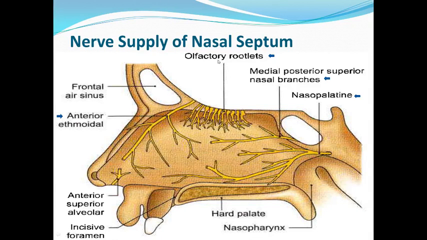Talking about the nerve supply of the nasal septum, the nerve supply is divided into general sensory nerves and special sensory nerves. These are the special sensory nerves, the olfactory rootlets. Now, talking about the general sensory nerves, they basically arise from the trigeminal nerve. The anterosuperior part of the nasal septum is supplied by the anterior ethmoidal nerve.